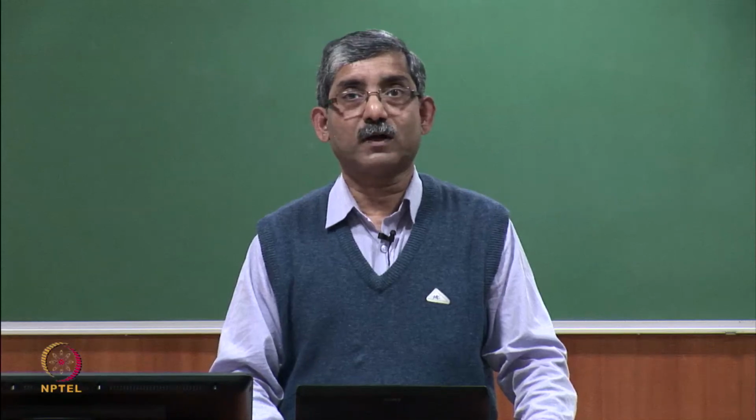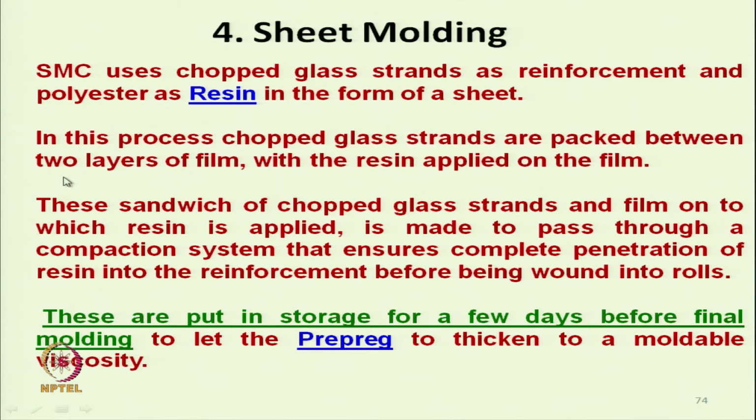In this process, chopped glass strands are packed between two layers of film. So, two films will be there. These films are used just to separate the layers. This sandwich of chopped glass strand and film on which the resin is applied is made to pass through a compacting system that ensures the complete penetration of resin into the reinforcement.